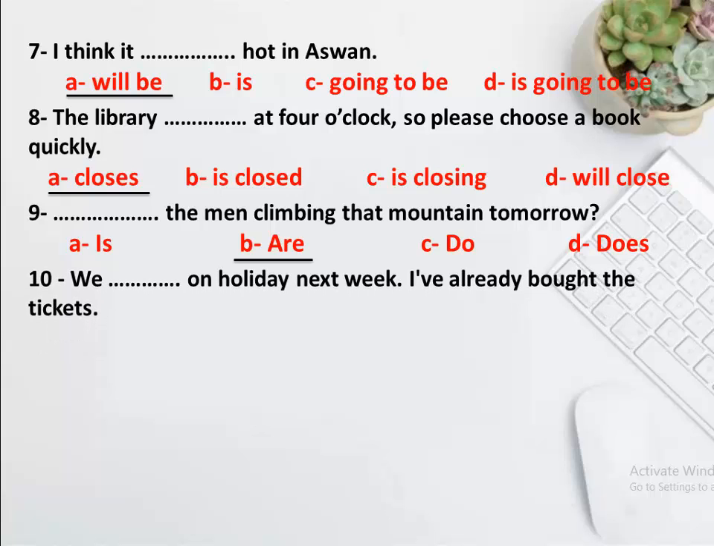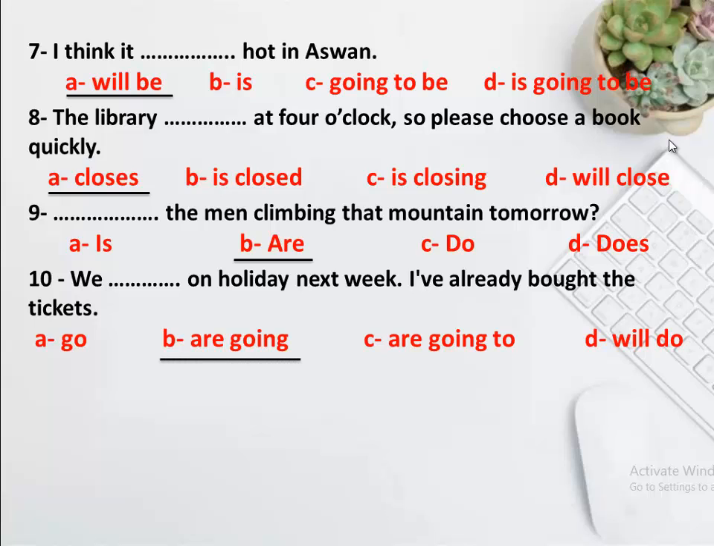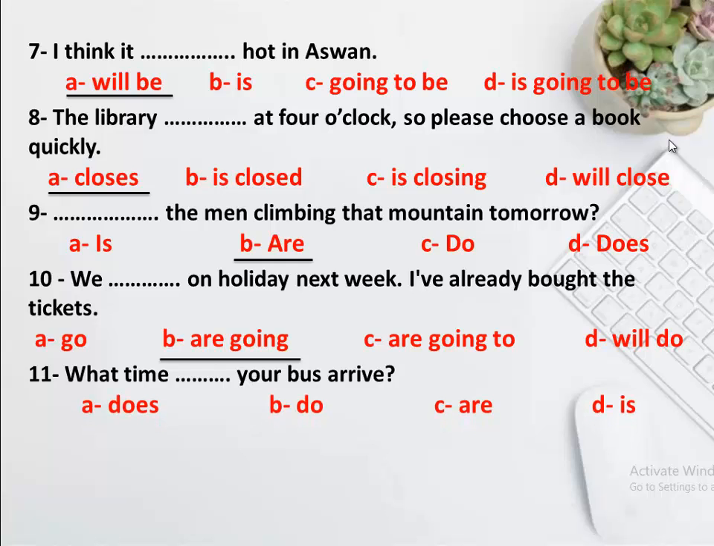Number 10: We ___ on holiday next week. I have already bought the tickets. We arranged that, so we will use the present continuous: are going, not going to. We are going on holiday. Number 11: What time ___ your bus arrive? Does, do, are, is. We use the present simple, so we use does or do. The bus is singular, so we use does.